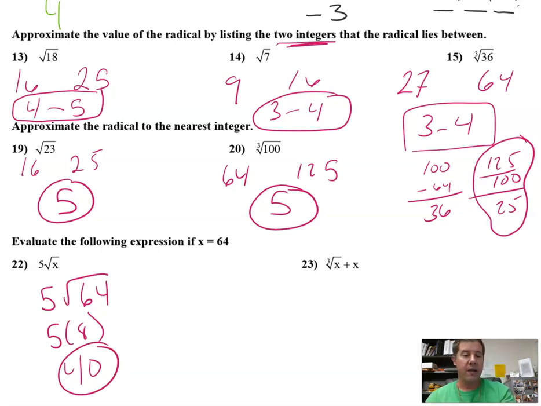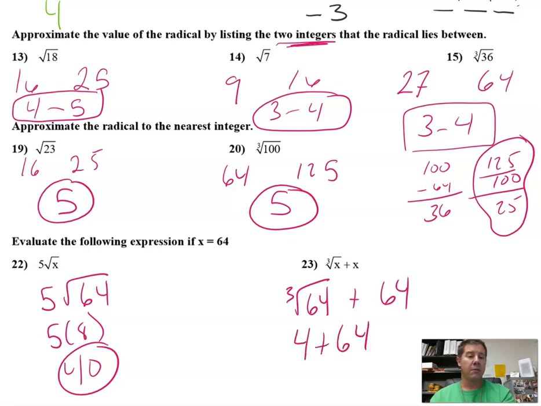Same thing here. Number 23. I'm going to first plug in cube root of 64 plus 64. I'm going to start with the radical. I'm going to do that first. The cube root of 64, be careful. This is not a square root. It's a cube root now. The cube root of 64, looking at your cubes, is 4, plus 64. And then 4 plus 64 is 68.